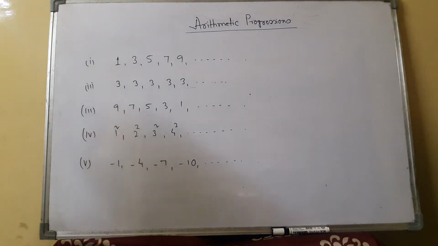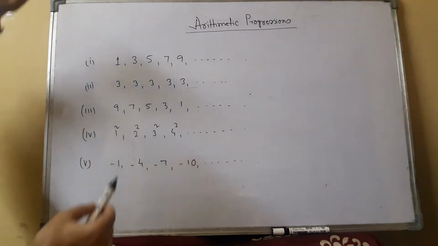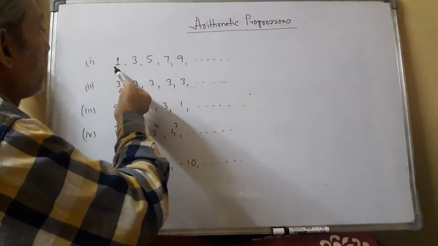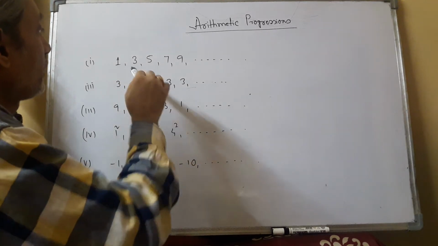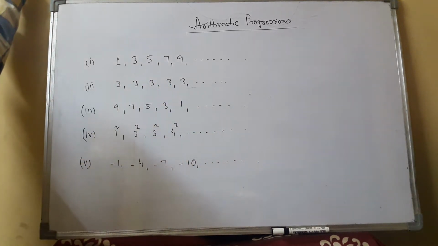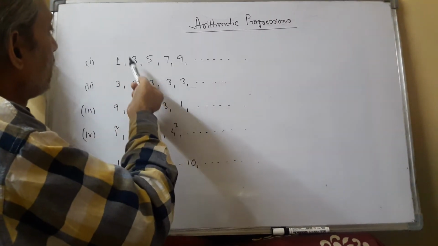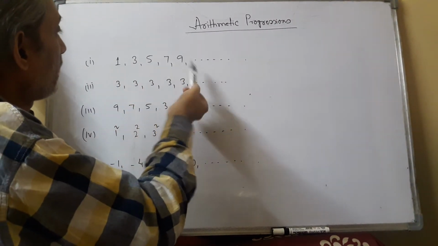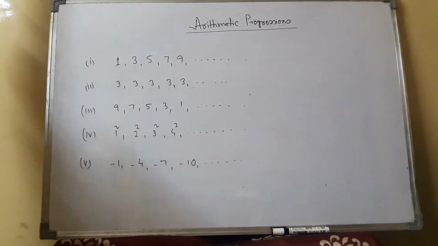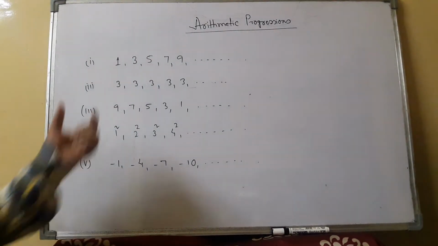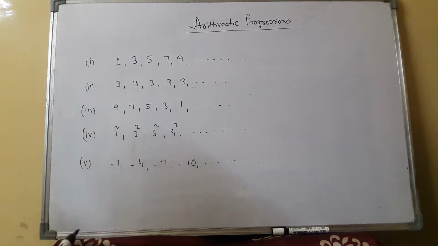So here I have written a sequence of numbers. Like I have written 1, then 3, in between we have put commas. 1, 3, 5, 7, 9. How to know whether it is an AP or not?